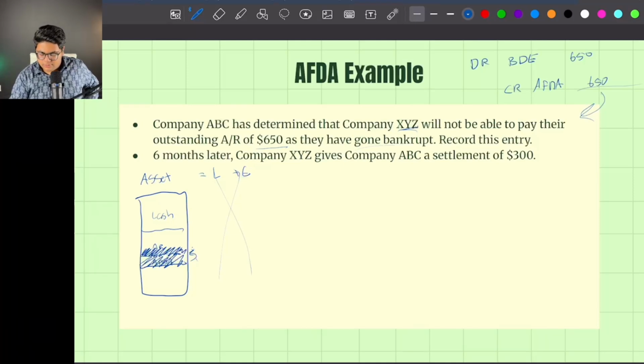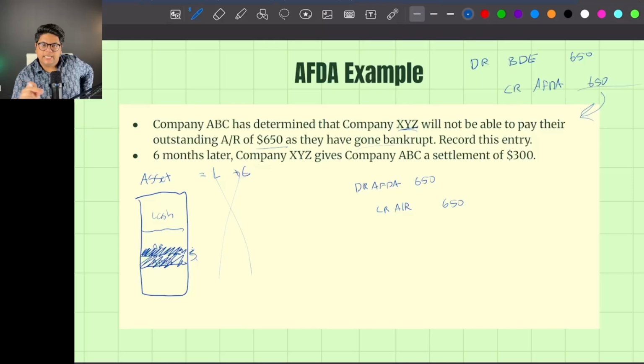This is how the entry will look. You're going to debit your AFTA by $650, and you're going to credit accounts receivable by $650. I'm going to explain this entry in words. You are decreasing your AFTA. Remember, AFTA is a credit balance. So if you debit it, you decrease it, which means you had an allowance for $650 of uncollectible.